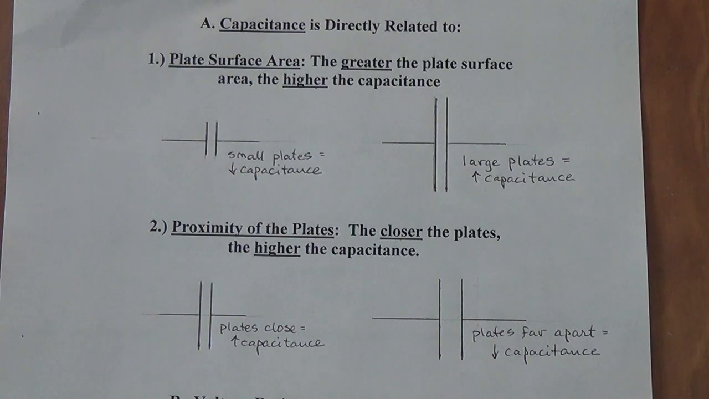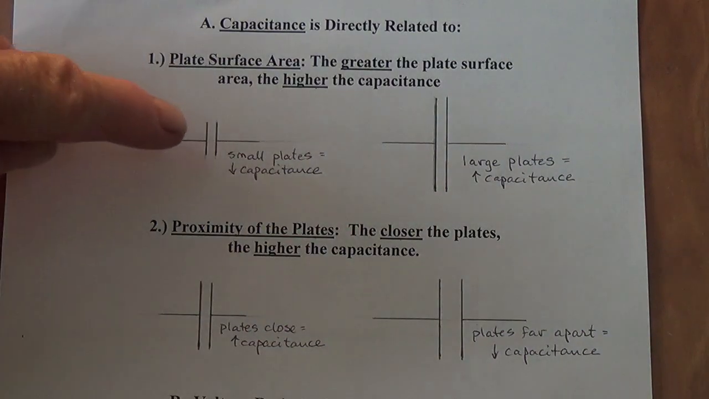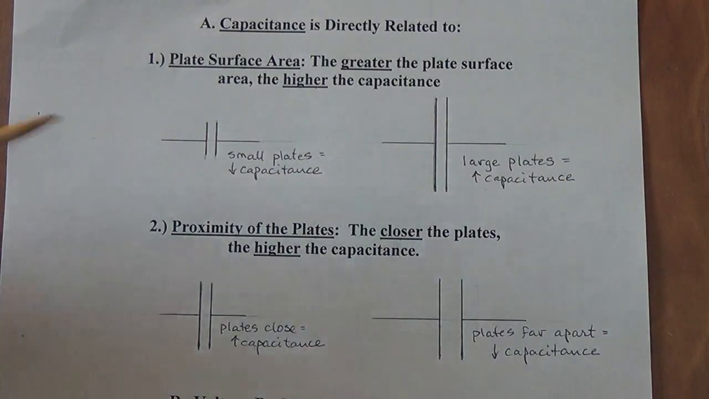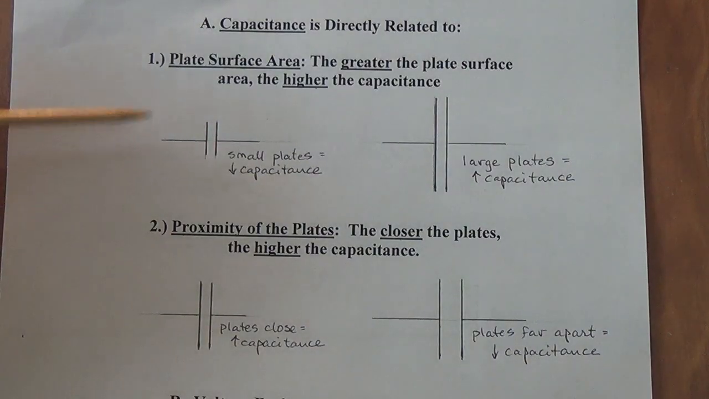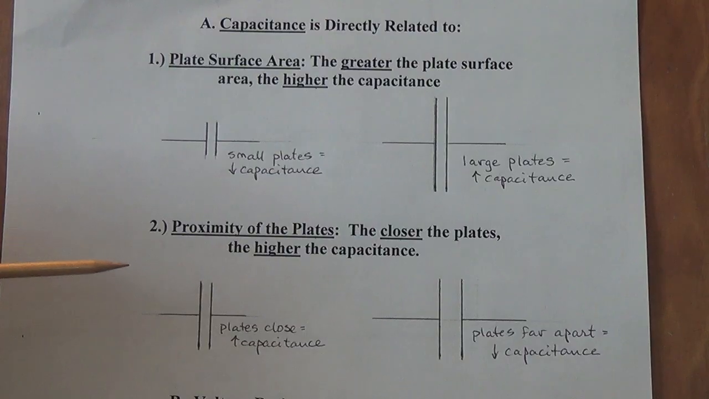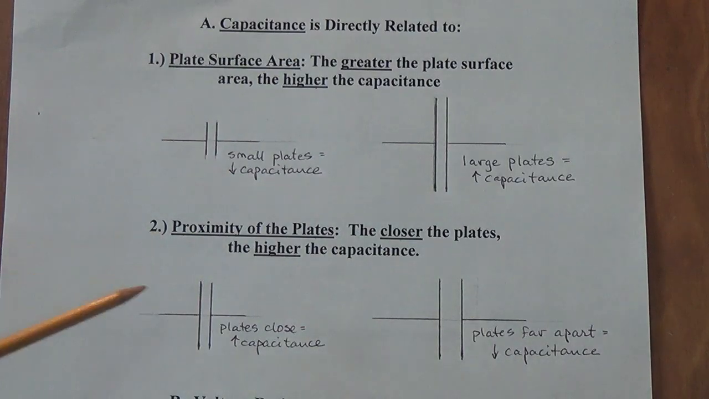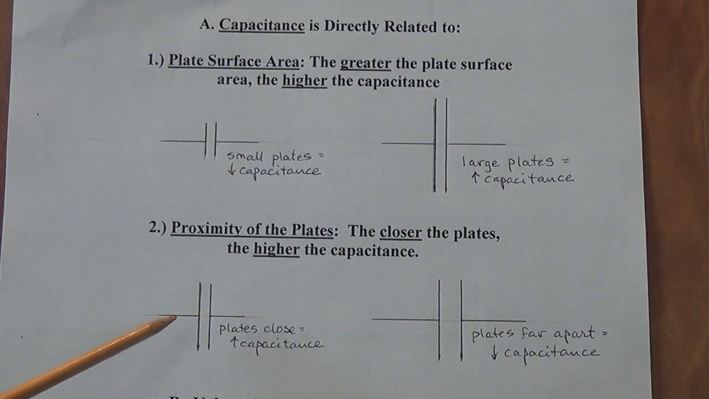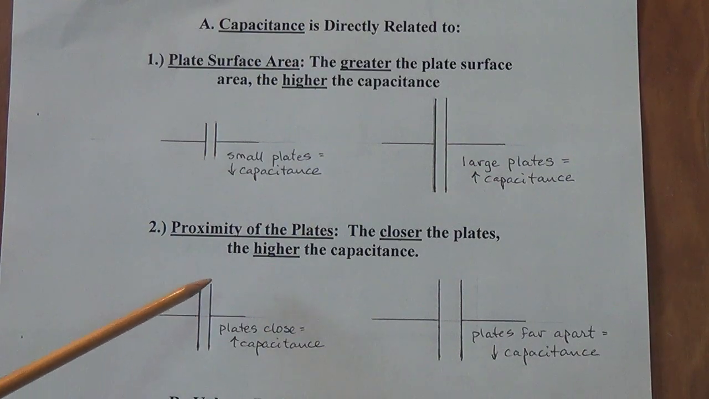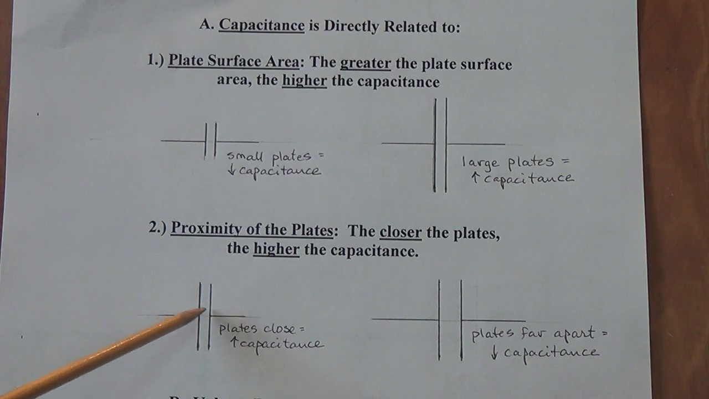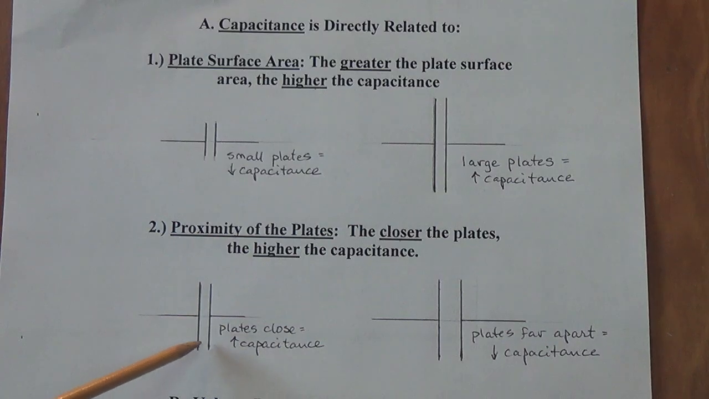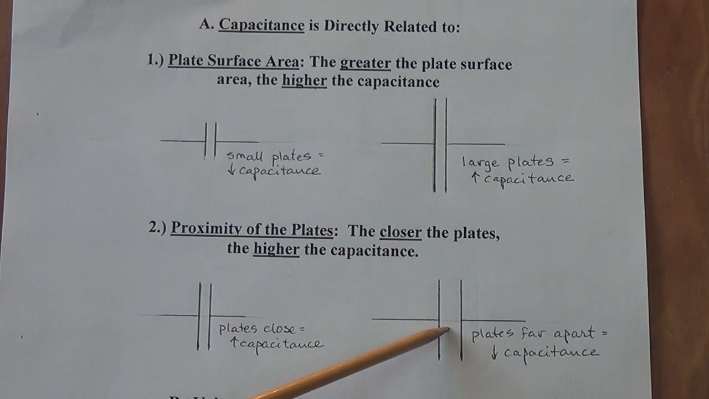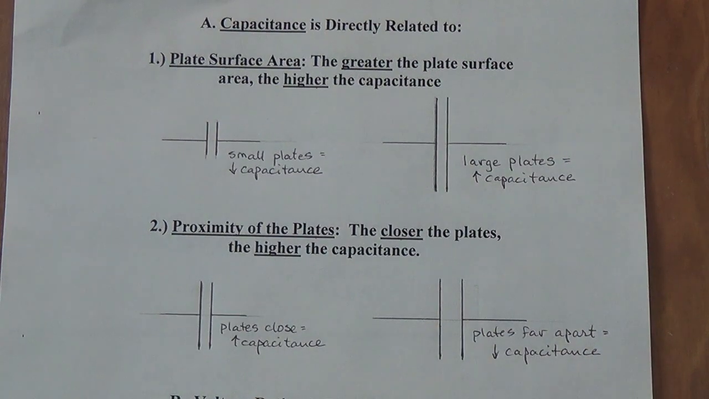Second will be the proximity of the plates. Now I think this one makes really good sense and it's fairly obvious. The bigger the plates, the greater the capacitance. But this one's a little less obvious, and that is the closer the plates are, the higher the capacitance. So if we place them very close with a thin layer of dielectric in between, we'll have much higher capacitance than if we have the plates further apart.